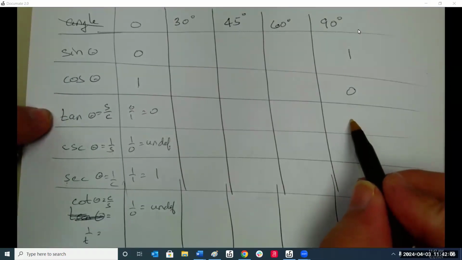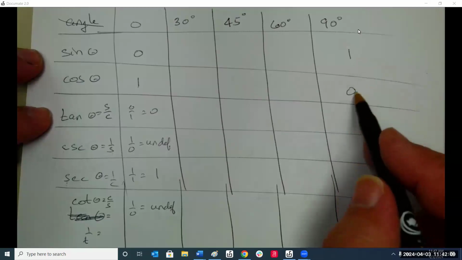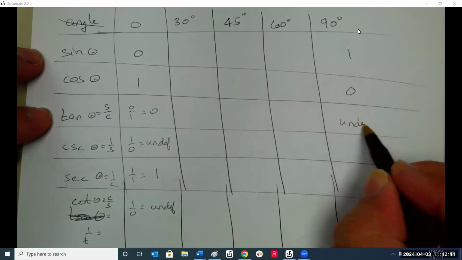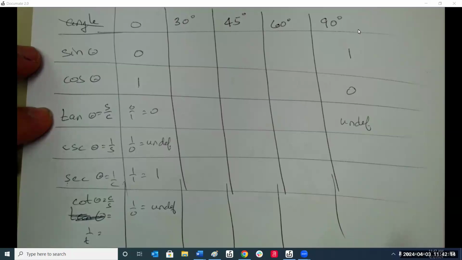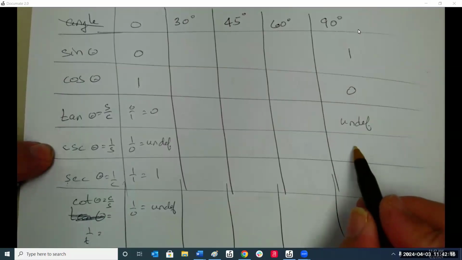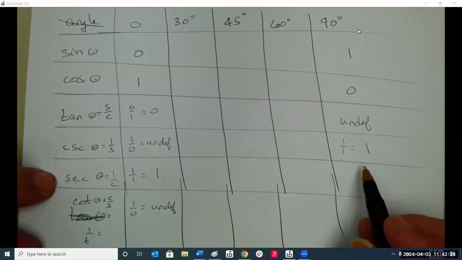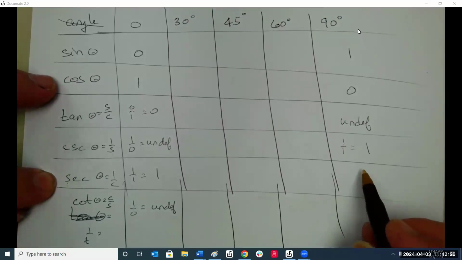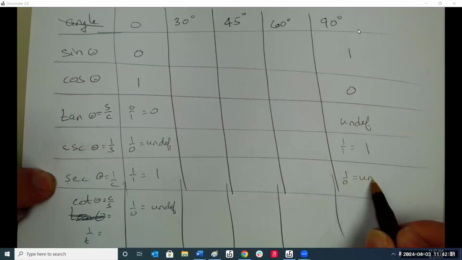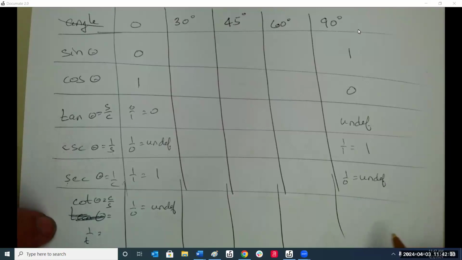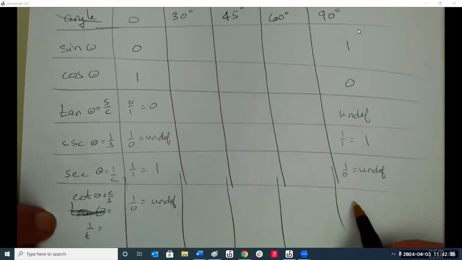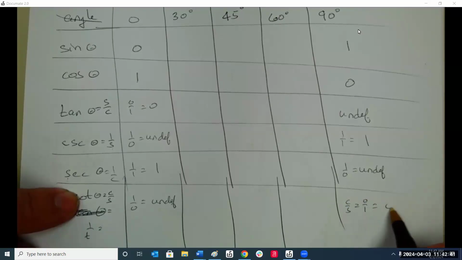So the tangent at 90 degrees, sine over cosine, is undefined. Cosecant of 90 degrees is 1 over 1, which is 1. Secant is 1 over cosine, which is 1 over 0, which is undefined. And cotangent, which is cosine over sine, which is 0 over 1, which is 0.